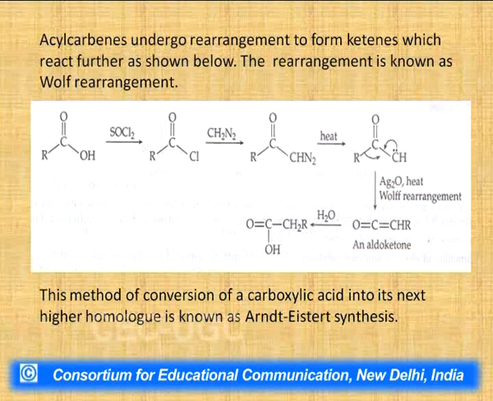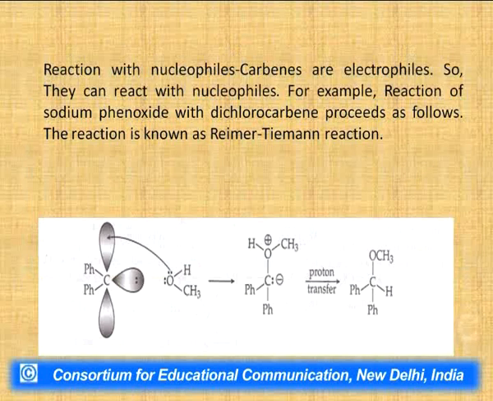Acyl carbenes undergo rearrangement to form ketenes, which react further as shown below. The rearrangement is known as Wolff rearrangement. The acid first reacts with SOCl2 to give acyl chloride, which then reacts with diazomethane, and further photolysis rearranges it to give the product, and the homologated acid derivative is formed. This method of conversion of a carboxylic acid into its next higher homologue is known as Arndt-Eistert synthesis.